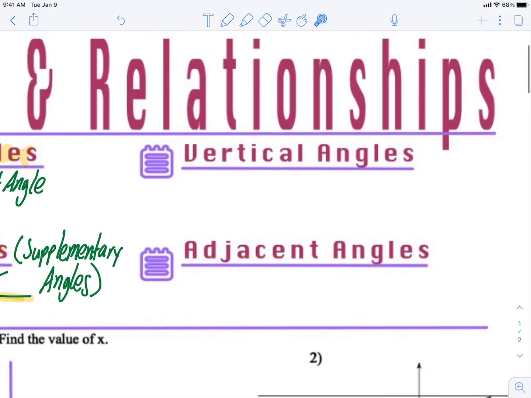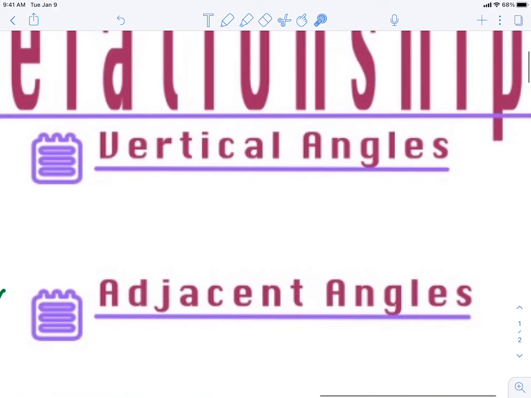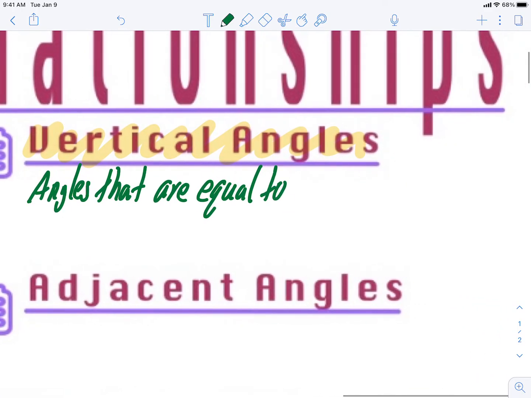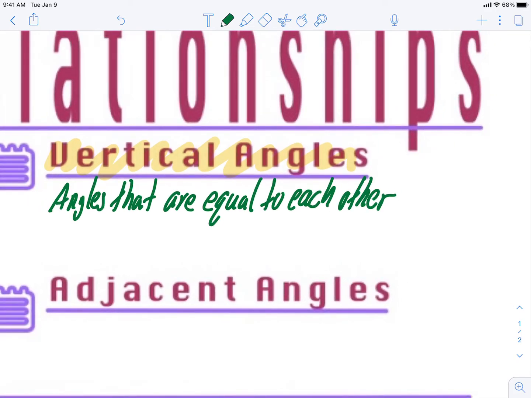Next, we have vertical angles. Vertical angles are probably the easiest angles. Vertical angles are equal to each other. So we put angles that are equal to each other. Vertical angles are equal.